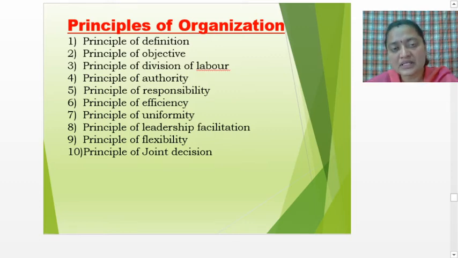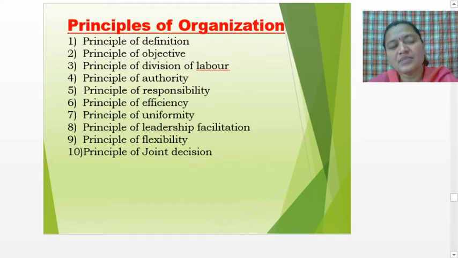A simple thing is that various departments will be there in the organization, like HR, finance, marketing. So among all those departments the work will be distributed or divided. That is called the principle of division of labor. Means how the total work of the organization will be divided into various parts.